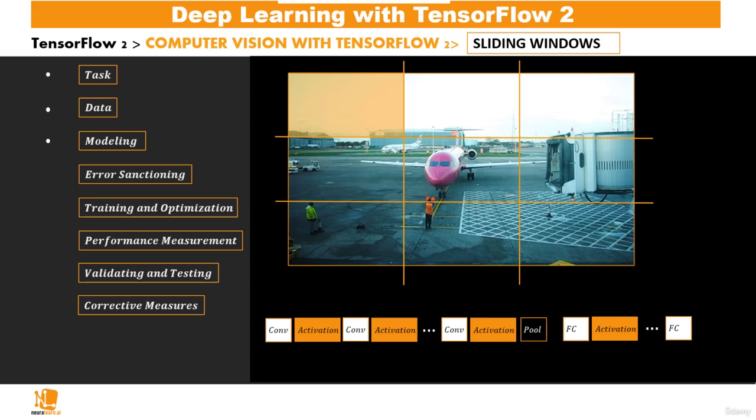Welcome to the section on modeling. In this section, we shall start by looking at one of the first techniques which was employed in solving the problem of object detection, and that is the sliding windows technique.